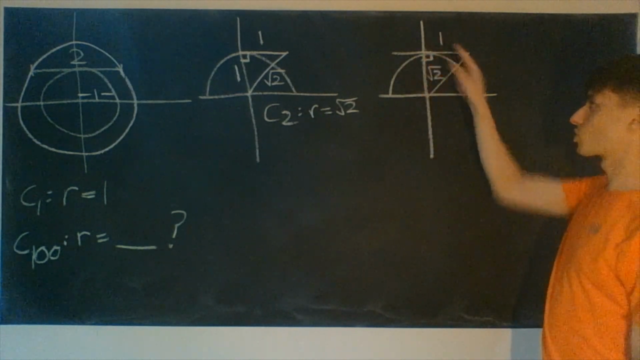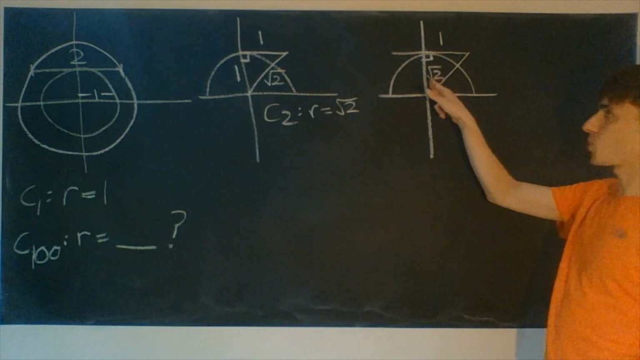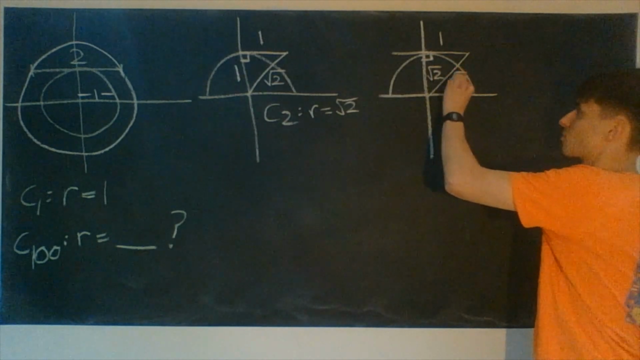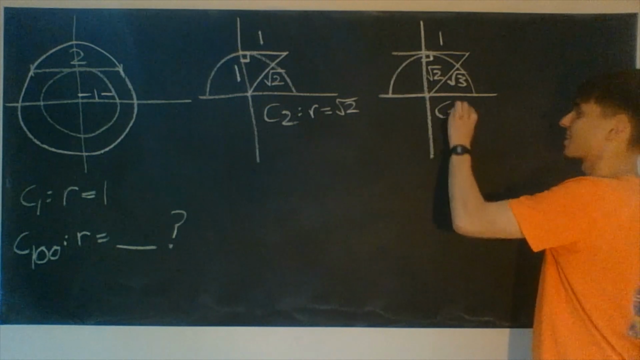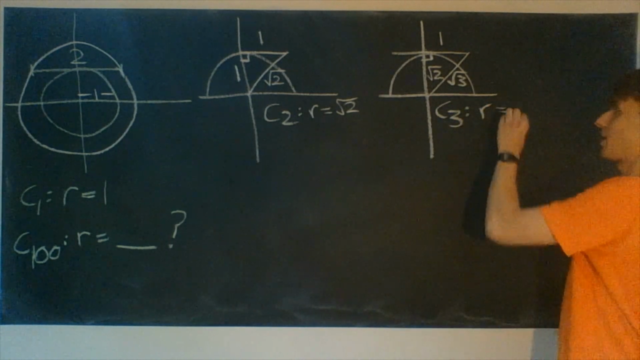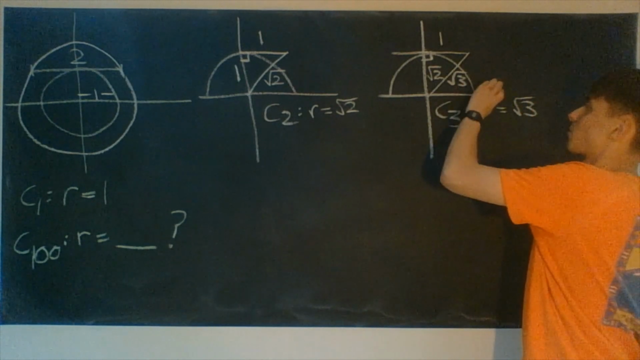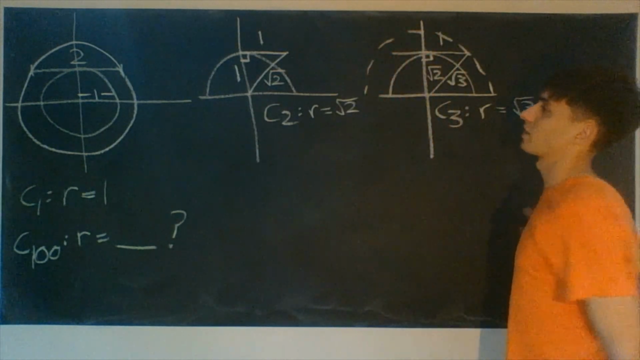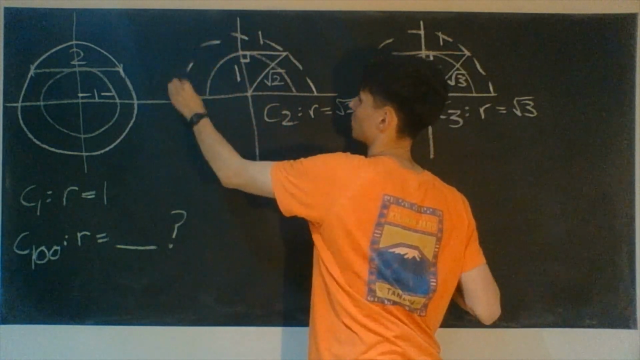This side was root 2, this side was 1. So when we square it, root 2 squared is 2, plus 1 squared is 3. The hypotenuse will have to be root 3. So now we've got C3, and the radius of the third circle in the pattern will be root 3. C3 is obviously this outside circle, which I'll draw in a dotted line, and you can see where C2 came from before, because it would be that with the dotted line.